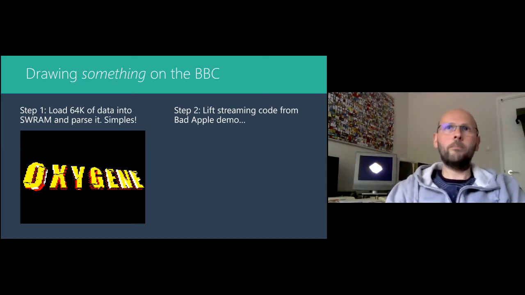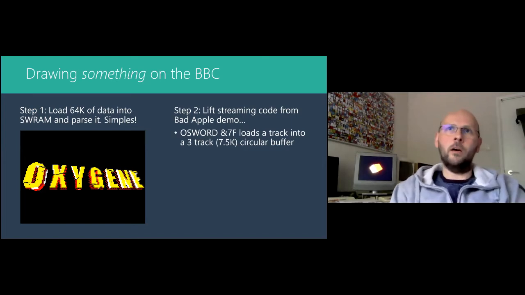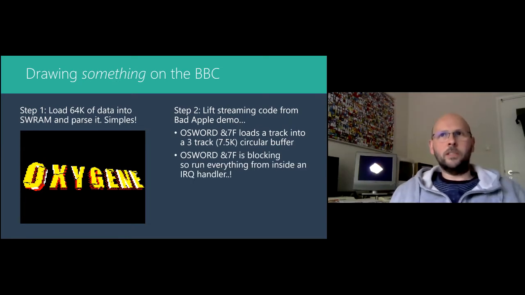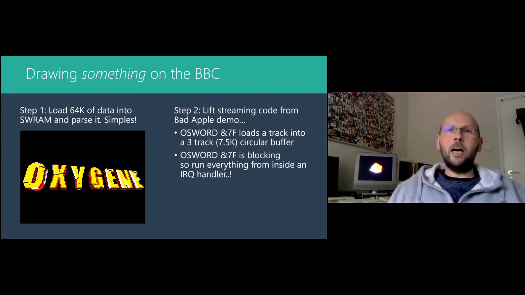So the streaming uses OSWORD &7F. That loads a track at a time, so you load 10 sectors, 2.5K. We've got 3 tracks in a circular buffer, so we've got 7.5K of buffers for loading in the data. Anyone that's used OSWORD &7F knows that it is a blocking call, so it doesn't return until it's finished loading everything. And this means you can't do anything else at the same time unless you put it in some sort of IRQ handler. So that means we have to move everything.